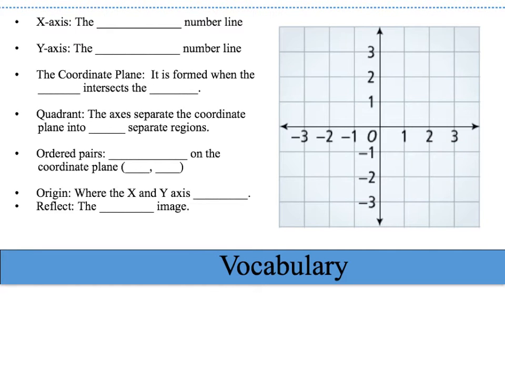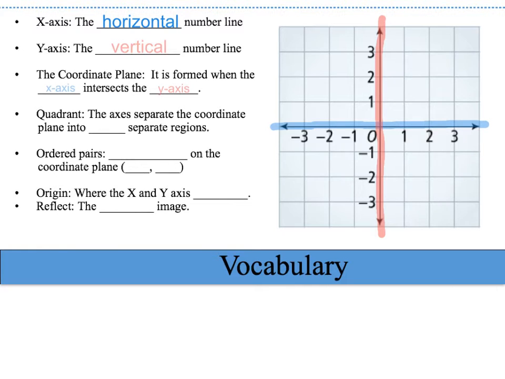So in our previous lesson, we've talked about these vocabulary words before, so we're going to go through them again, just so that we can refresh your memory on them. Our first vocabulary word is called the x-axis, which is the horizontal number line. So the horizontal number line would be the one that I'm highlighting in blue. That's the one that goes from left to right. The y-axis is the vertical number line. That's the one that I'm highlighting up and down in red.